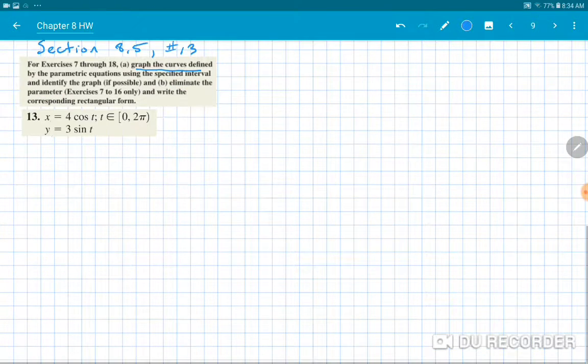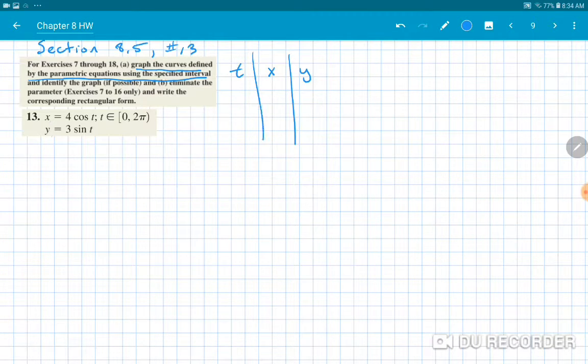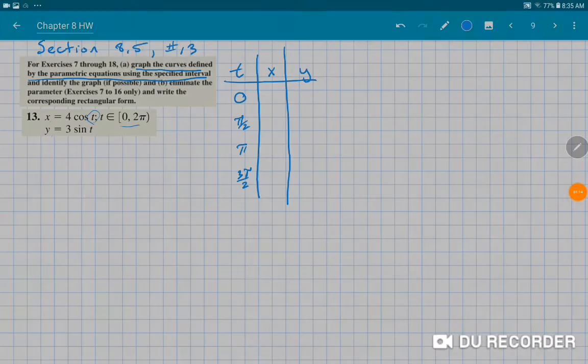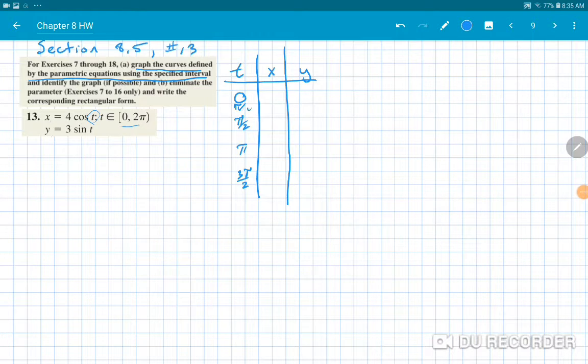So it says graph the curve defined by the parametric equation using the specific interval and identify the graph if possible. So x and y we don't know that exact relationship at the moment, so we will find out that relationship through t. So we're going to plot some points between 0 and 2 pi for t, and I can see that t is an angle. So I'm going to use some special points on the unit circle. Let's do 0, pi over 2, pi, 3/2 pi, 2 pi and 0 will be the same. I may do just one more between some of these special angles to make sure it looks like what I think it should look like.